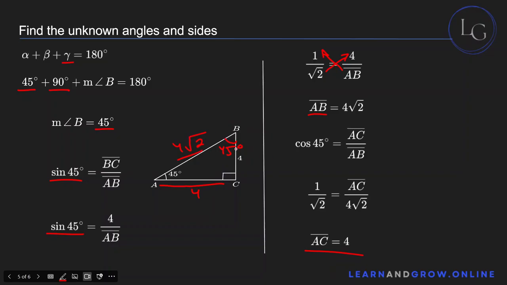Also, you can make your life a little bit easier over here. Since this is an isosceles triangle, because this angle and this angle are both equal, that means since BC is 4, AC is also 4. And then you can just apply the Pythagorean theorem or the trigonometric ratio to find the hypotenuse.